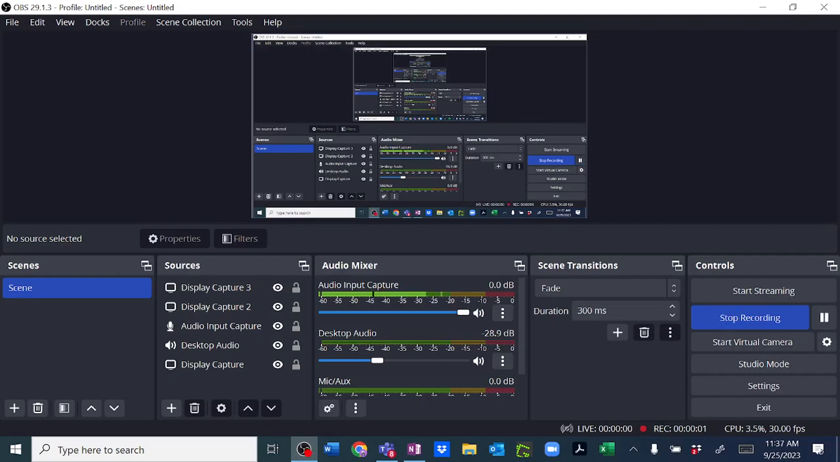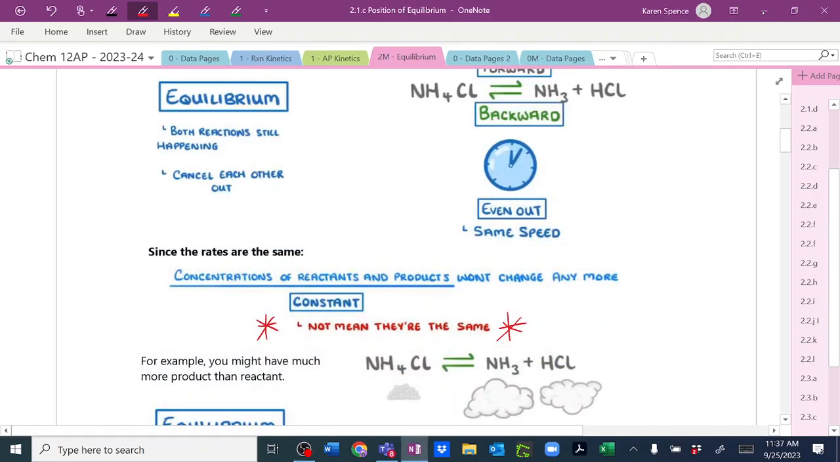Be one too many processes for this poor little hard drive to deal with. All right.